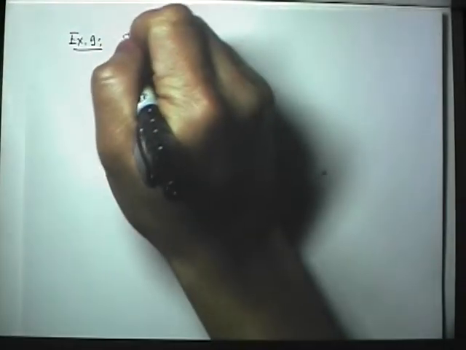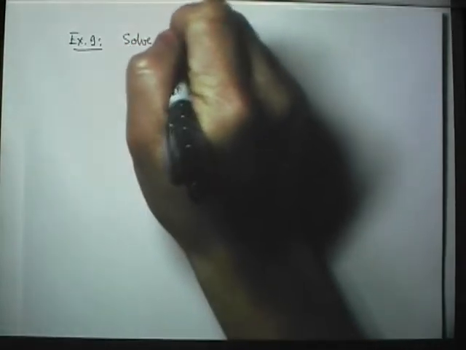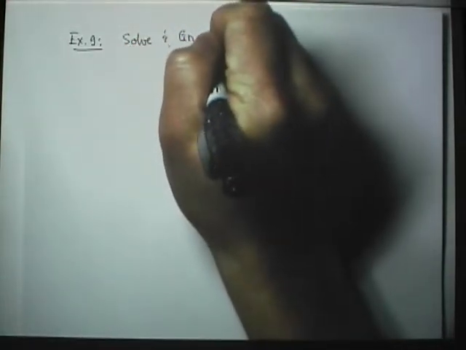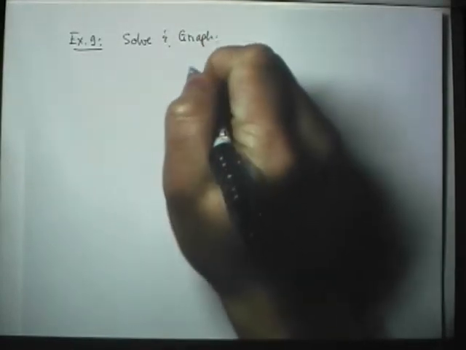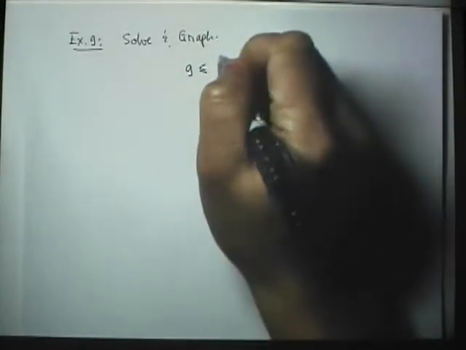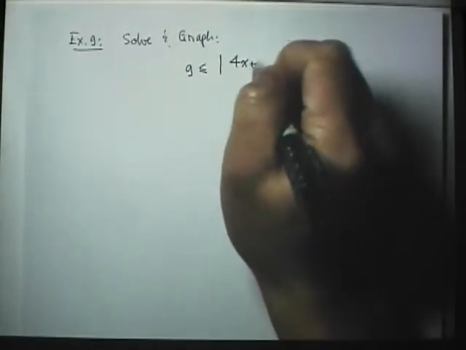Example number 9 and example number 10, they are not really that hard. The only intention of mine in pointing out these examples is I want you to be comfortable with bringing your inequality back into one of the ordinary forms. So here we want to solve and graph again, and the inequality that I have is 9 less than or equal to the absolute value of 4x plus 7.